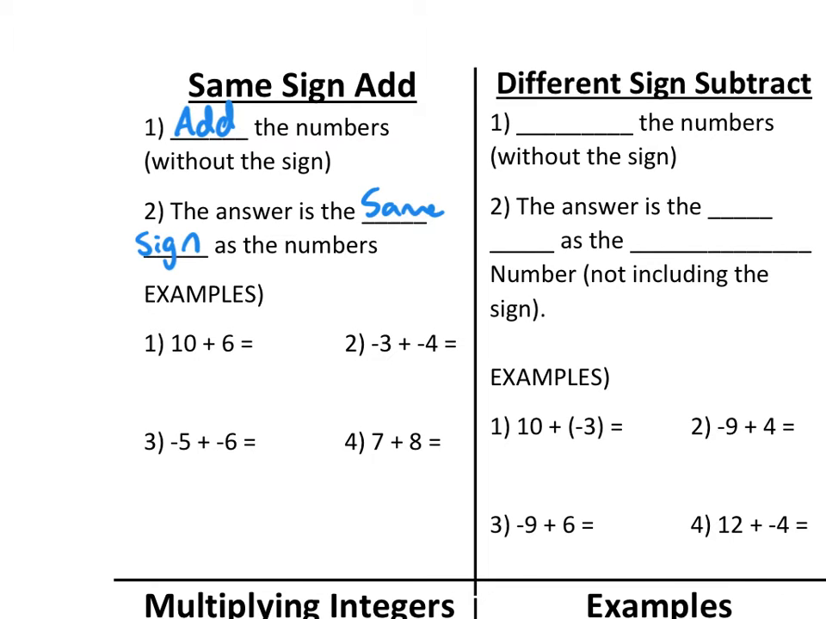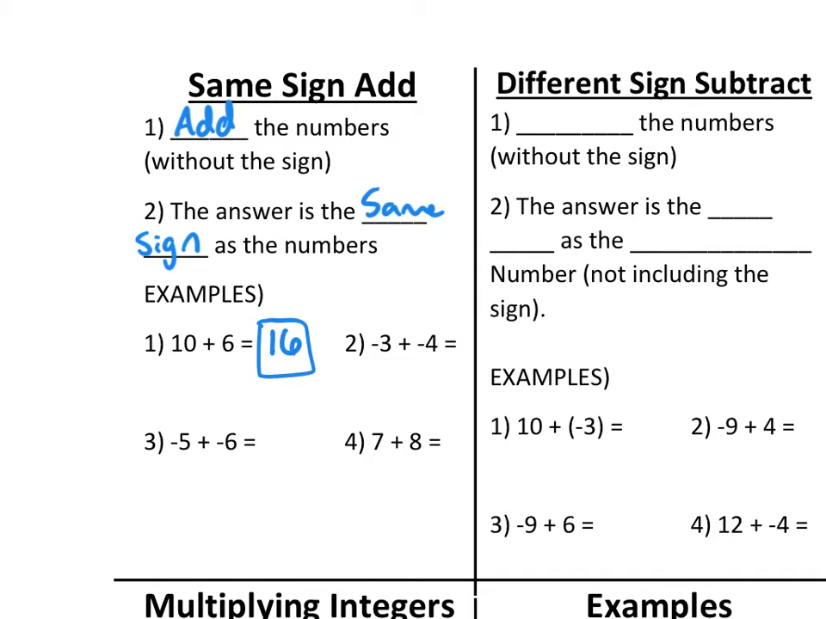So if you look here at example number 1, do you see how the numbers are positive 10 and positive 6? They are both the same sign. So what that means is you add them together. Well, 10 plus 6 is 16. And guess what? They take the sign of both numbers. Both numbers were positive, so your answer is positive. Okay? Now, let's look at number 2.